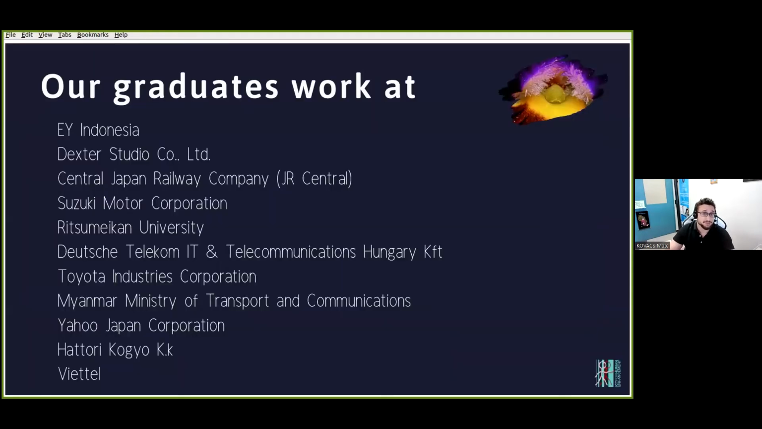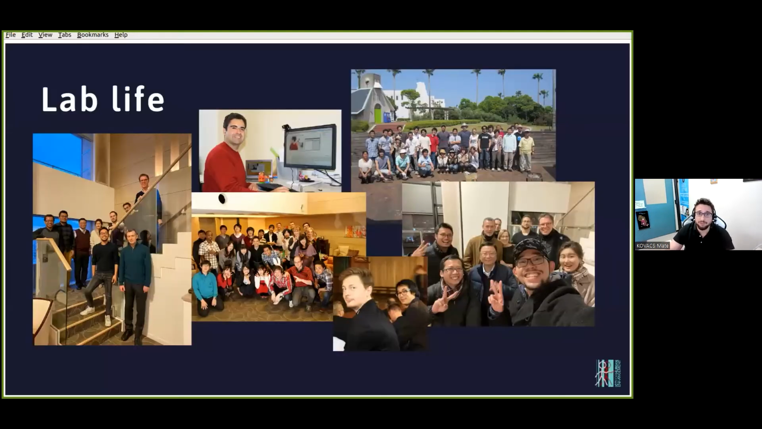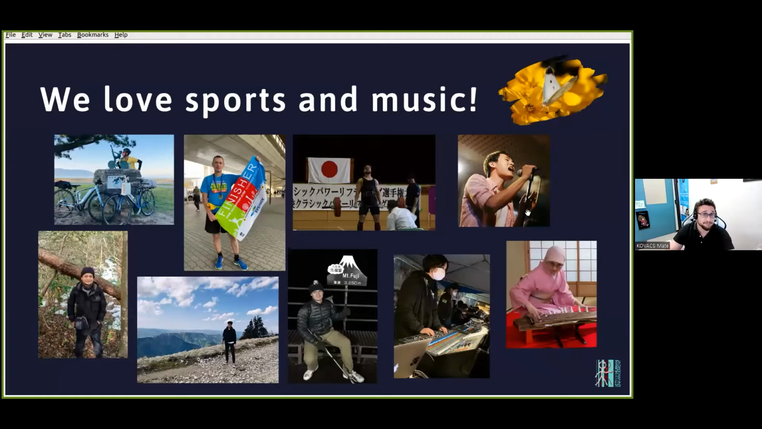Our graduates work in many countries, including Japan, of course, in companies, for example, JR Central, German Telecom, Suzuki, Toyota, and the list goes on. And sometimes we have food parties and other social events as well, where we can learn more about each other's culture. And finally, we love sports and music, and many of us can play an instrument or do some kind of sports.